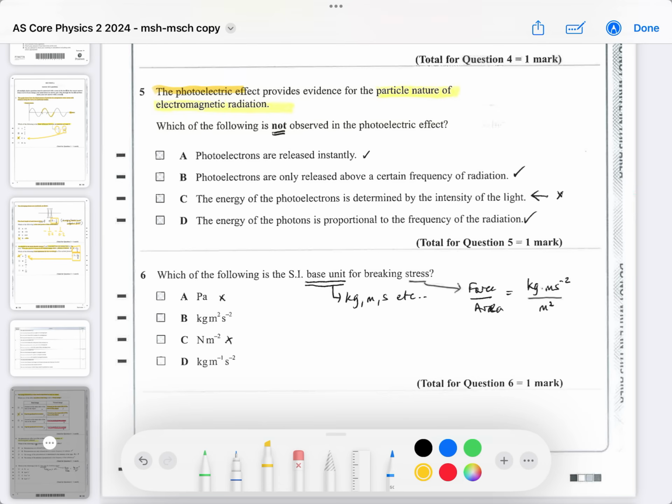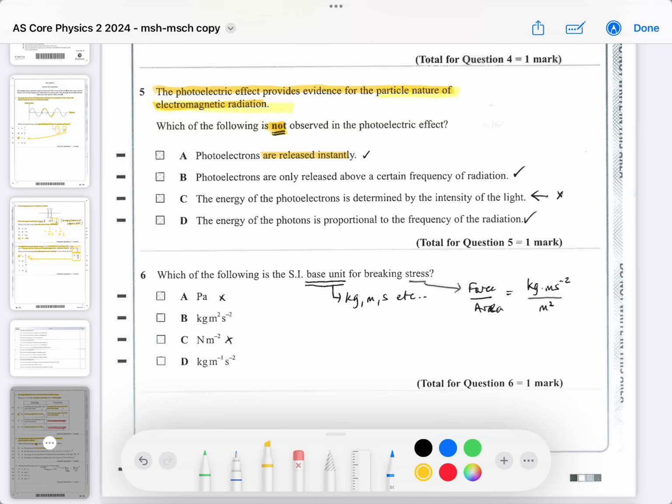The photoelectric effect is the next question. It provides evidence for the particle nature of electromagnetic radiation. So which of the following is not observed? They always underline it when it's not observed in the photoelectric effect. I put the ones which are observed as ticks. Photoelectrons are released instantly. Yes, it's an instant process. When an electron absorbs the photon, if it's got enough energy, the photoelectrons will be released instantly. There's no time delay.